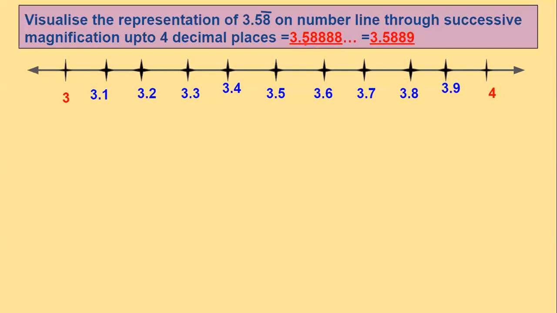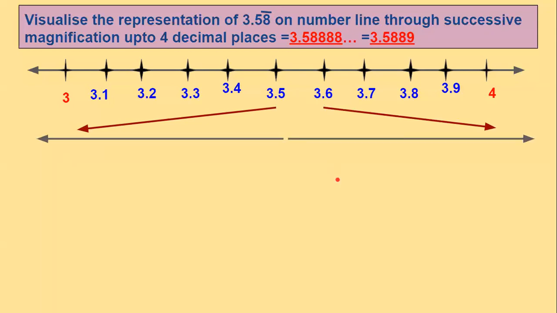When you observe this, see here, this is 3.5, you can see here. But 3.58 is there. So 8 is more than 5. So definitely this number will lie between 3.5 and 3.6, isn't it? Again, we'll separate this with a line. And what we are doing is magnifying this part. Magnifying means we are extending it like this.